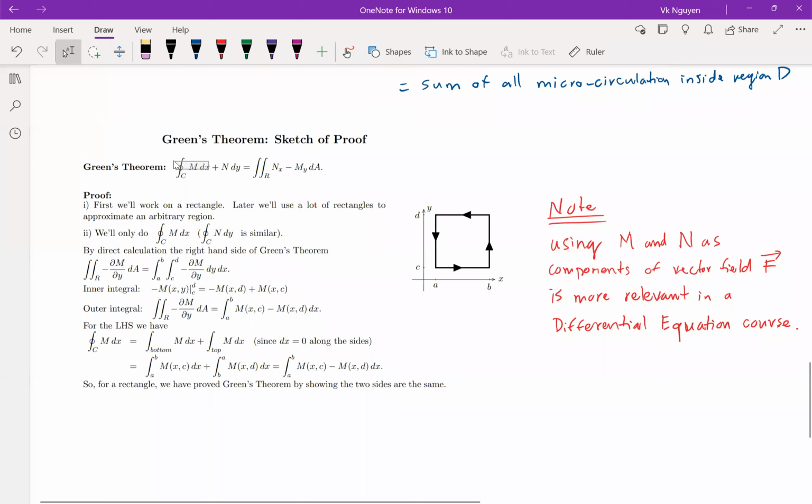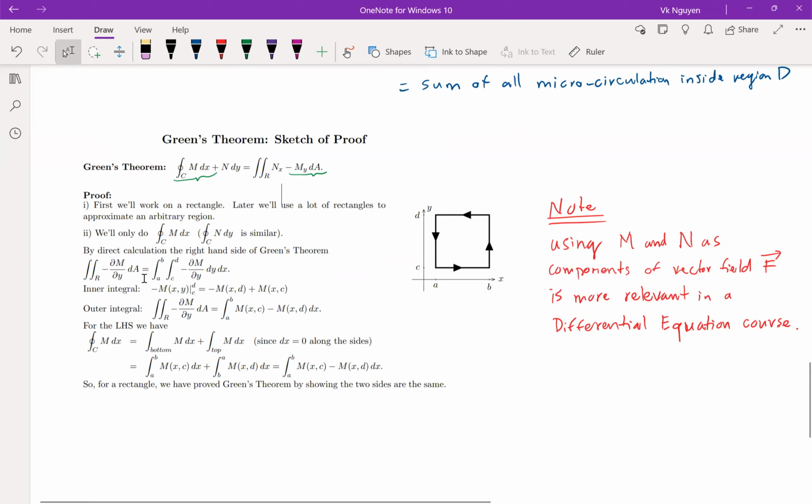Focus on one integral, focus on this one, and show that this is the same as one of them. It doesn't matter which one. If you work it out, you will see that this one and this one will be the same. That is why in the proof they only work out one of them. It's the line integral M dx.